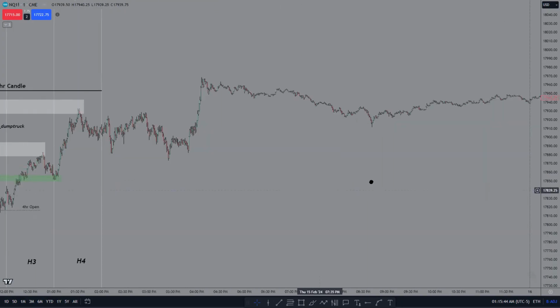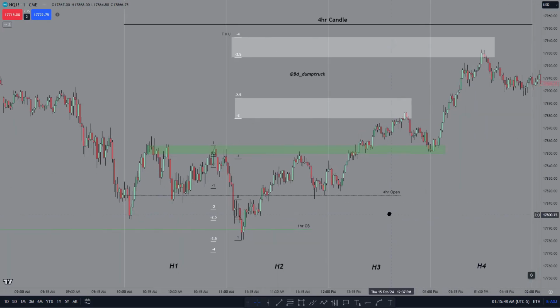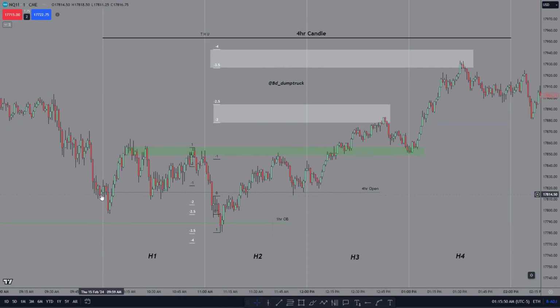So now moving back down to break down the setup. So going into the 4-hour candle, we're going to be marking the open. So we have the 4-hour open here. So what do we expect in candles? You expect to see your accumulation, your manipulation, your distribution, and then your expansion or reversal.